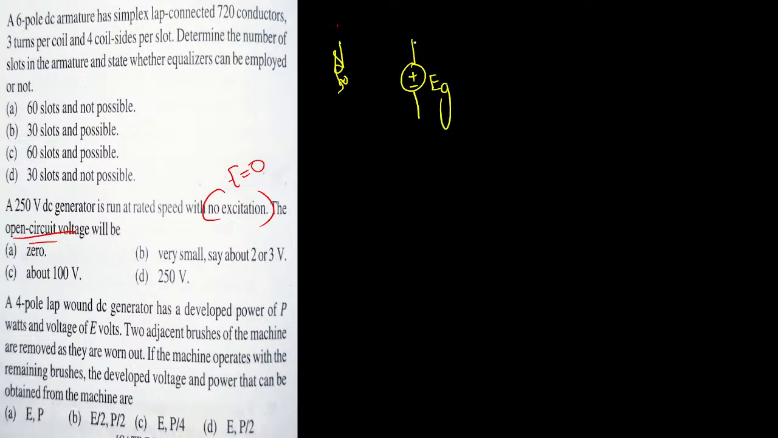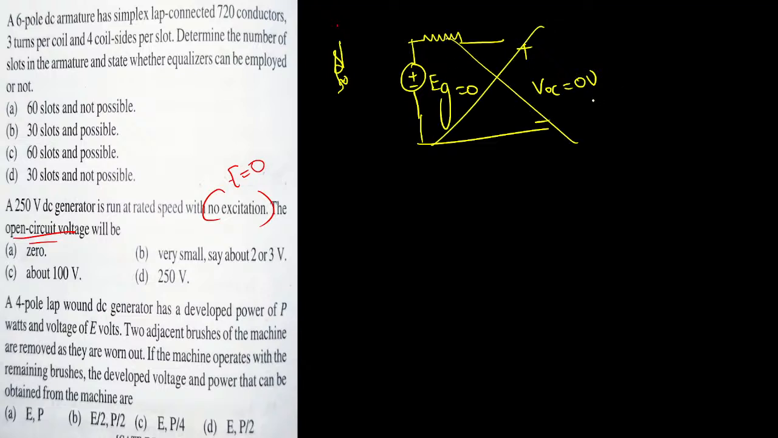This is the generator and we will consider the armature resistance. Okay, sir. When this value is 0, what is the open circuit voltage? That is also 0 only. Yes or no? No, sir. That is wrong. Why is it wrong? Because the DC machine is a very small machine. Very small machine means what?